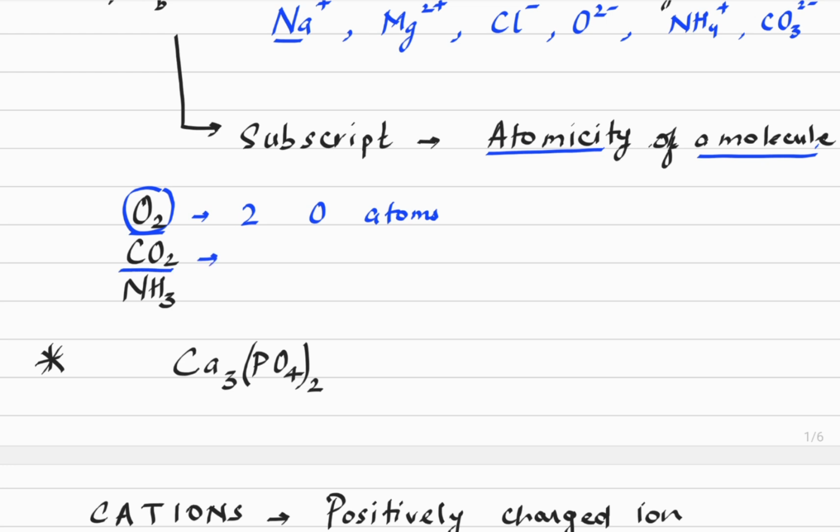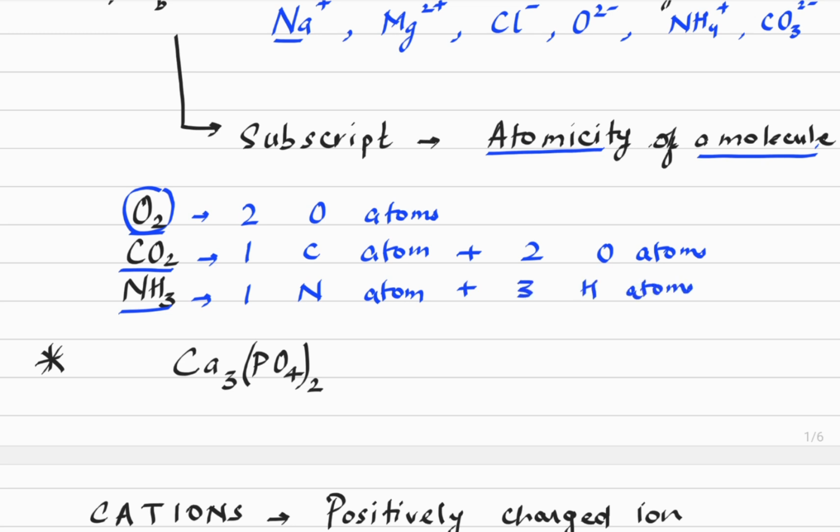Similarly, here in carbon dioxide, it means that one molecule of carbon dioxide has 1 carbon atom and 2 oxygen atoms. Likewise, here we have ammonia, which has 1 nitrogen atom and 3 hydrogen atoms.